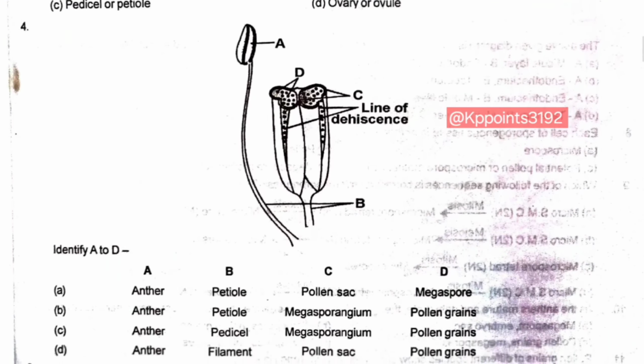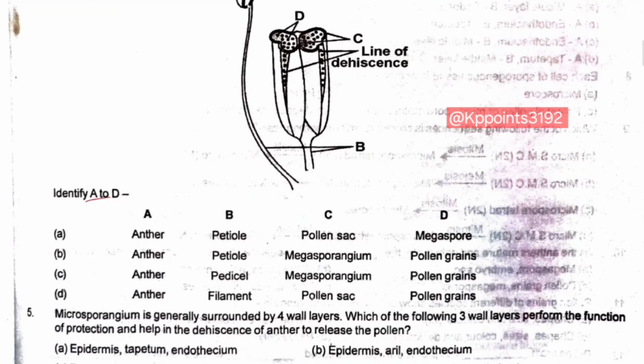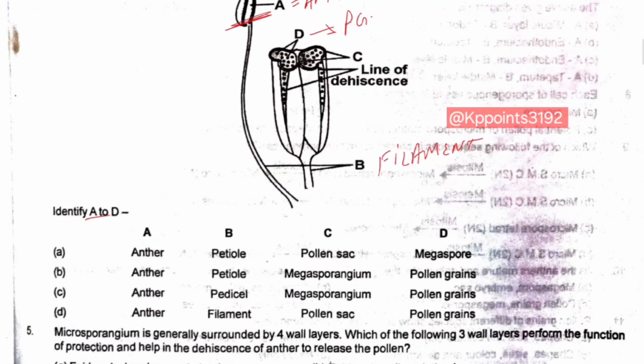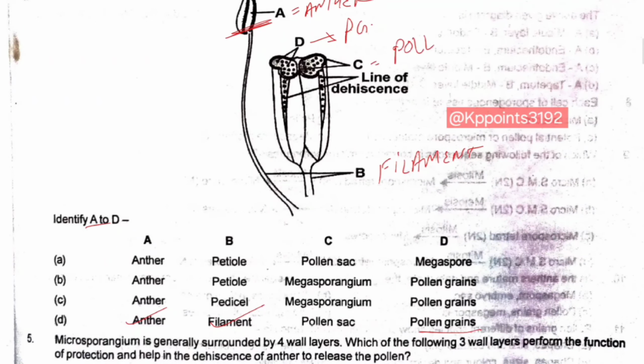Now question number 4. Identify A to D. A is anther. Yes, obviously. B is filament, since the anther connects with the filament. D represents pollen grain. So A is anther, yes. B filament, yes. D pollen grains, yes. So C is pollen sac. Answer is D.